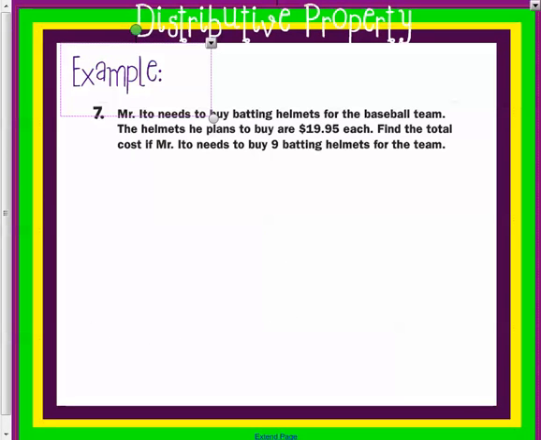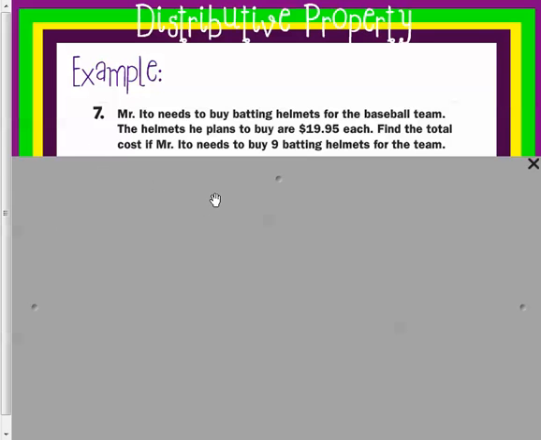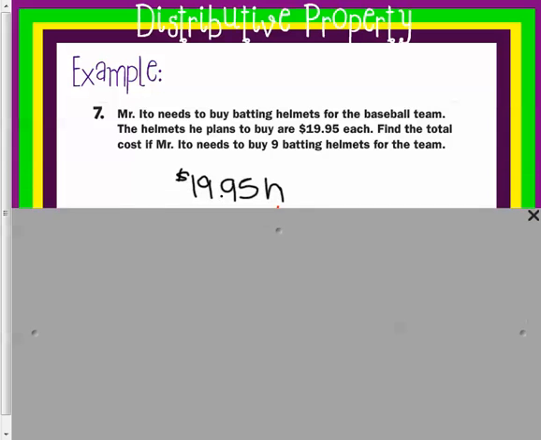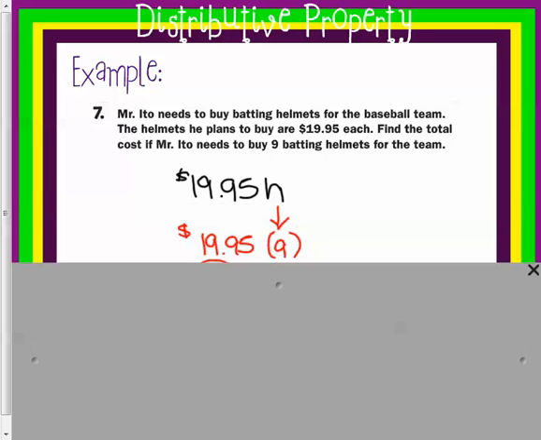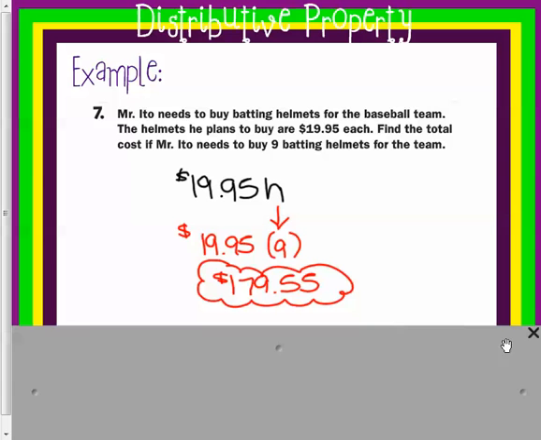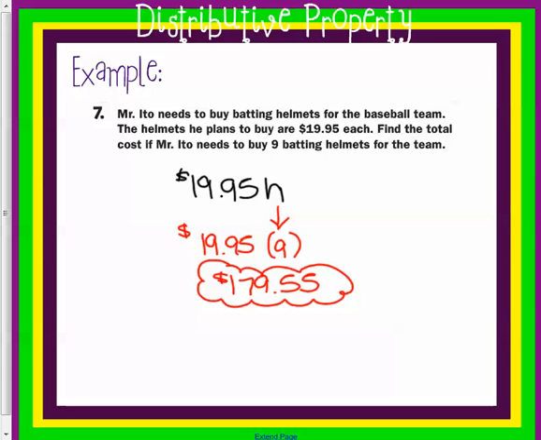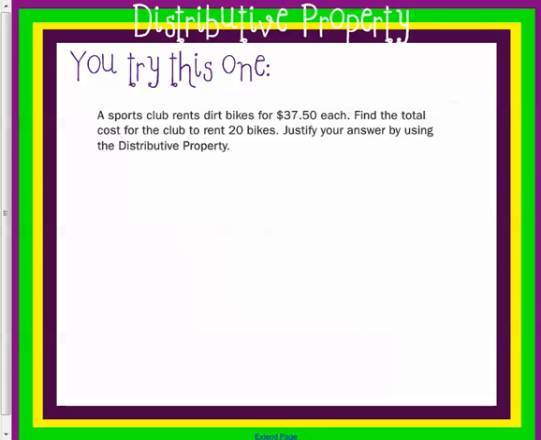Let's look at some of these examples. Mr. Ito needs to buy batting helmets for the baseball team. The helmets he plans to buy are $19.95 each. Find the total cost if he wants to buy 9 helmets for the team. So we can write an expression like so, $19.95 times the number of helmets. He's buying 9 helmets, so we plug it in, and when we multiply in our calculator, we get $179.55. Okay, go ahead and try this one, and I'll be back in just a second to show you the answer.